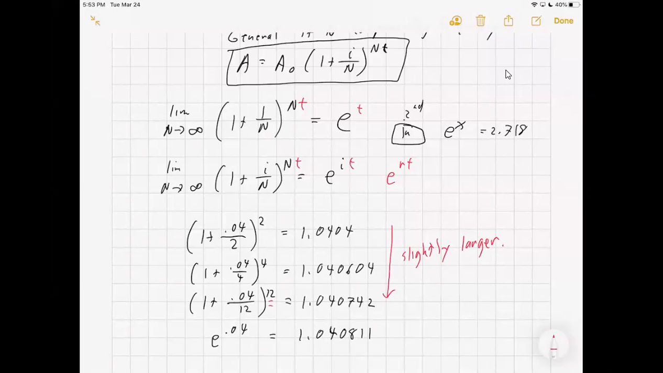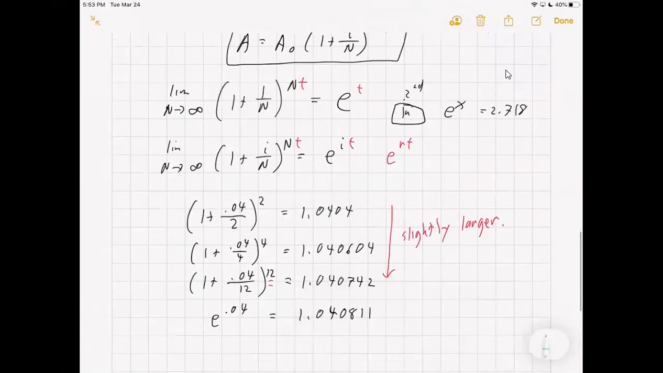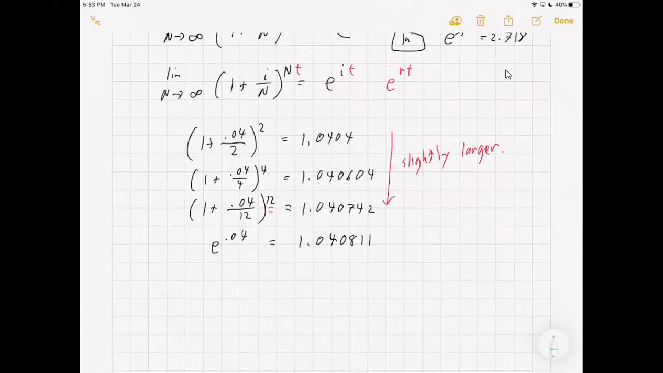So they probably do it monthly. They don't want to do it daily because then they have to recalculate all the numbers in the bank every day, and that's a little bit more time consuming. So they do it on a monthly basis for the most part. Now, you can also note, this is the other important thing, that as we compound it more frequently, we get closer and closer to this number. So this is sort of the asymptotic value.